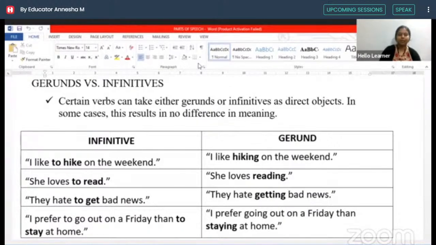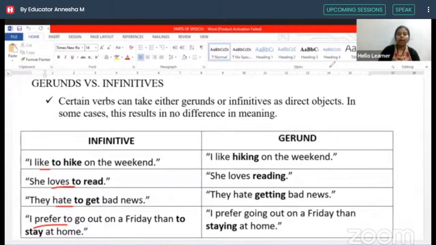So most welcome. So this is what is being said here. कि कुछ ऐसे verbs है. So what are the verbs here? Like, love, hate, prefer. Okay, so all of these verbs can take either infinitives or gerunds. उनके बाद ये डायरेक्ट ऑब्जेक्ट की तरह या तो इन्फिनेटिव भी ले सकते हैं या फिर gerund भी ले सकते हैं, एंड दोनों के लिए मतलब सेम होगा. Both will have the same effect or the same meaning. So she loves to read, she loves reading. Both are correct, both have the same meaning. They hate to get bad news, they hate getting bad news. Both are again same meaning.